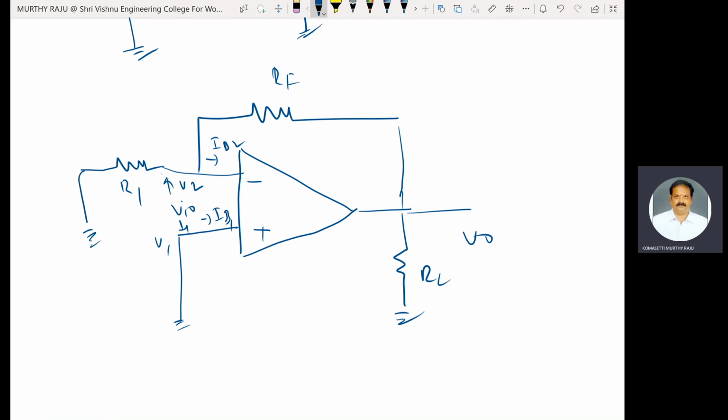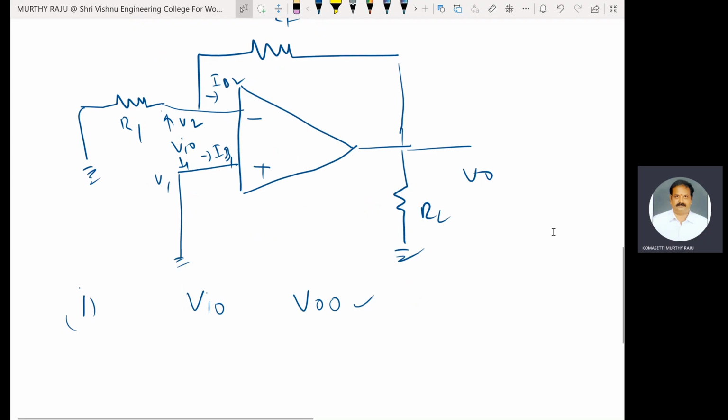Now, we have to examine the effect of VIO in amplifiers with feedback. First of all, we will concentrate on VIO, input offset voltage VIO. Due to that VIO, I have to determine output offset voltage VOO. Due to this input offset voltage, we need to examine output offset voltage. We have to examine the effect of VIO in amplifiers with feedback. The non-inverting and inverting amplifiers with feedback are shown above.